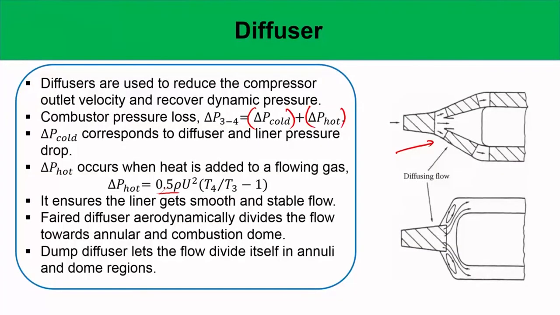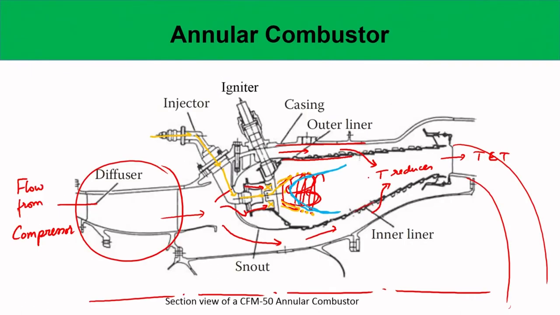And there are two kinds of diffusers essentially. One is a fair diffuser or aerodynamic diffuser, which divides the flow towards the annular zone and the combustion dome. The annular zone is essentially this. You see, the diffuser guides the flow into the combustor, but the flow can go in this manner or into the main dome, the combustion dome region. How much flow will go into the combustion dome region, and how much will go into the outside cooling region, is completely governed by the diffuser.